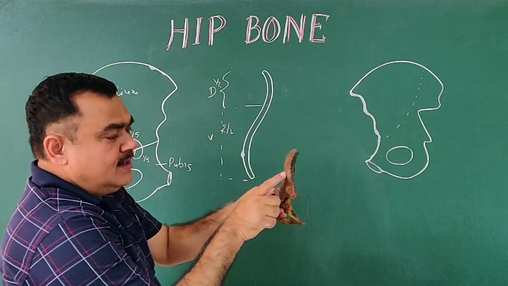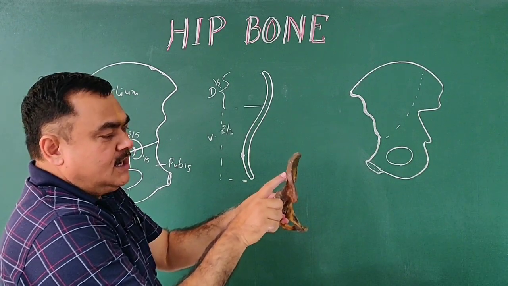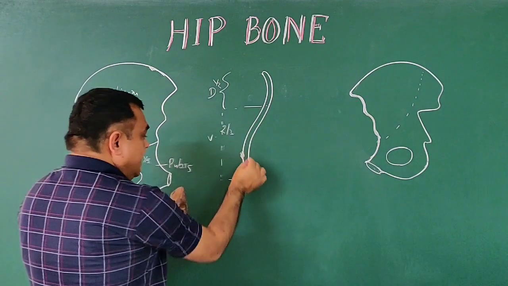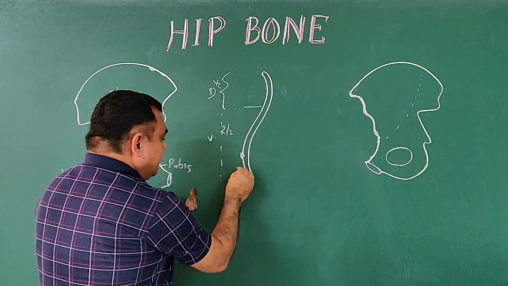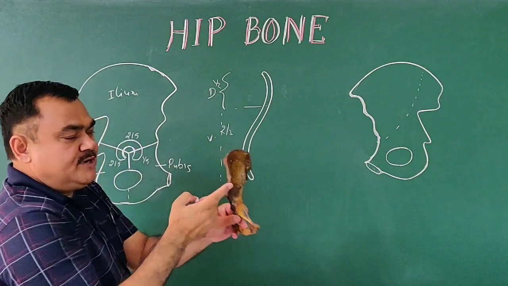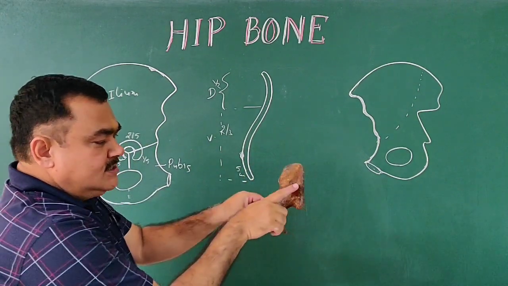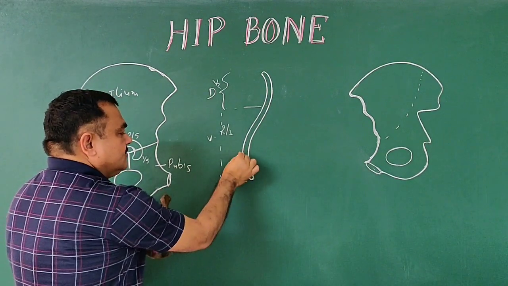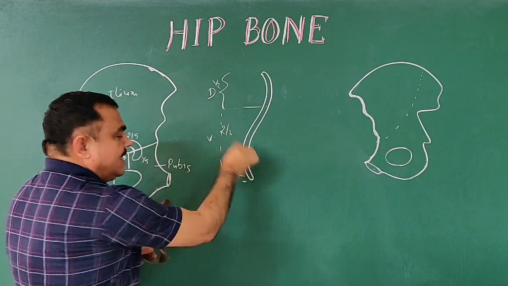And here is the tubercle of the iliac crest. It lies about 5 centimeter from the anterior superior iliac spine. This is the anterior superior iliac spine. From here, this tubercle lies 5 centimeter behind. So this is the tubercle of the iliac crest.